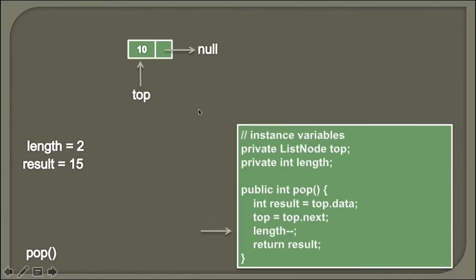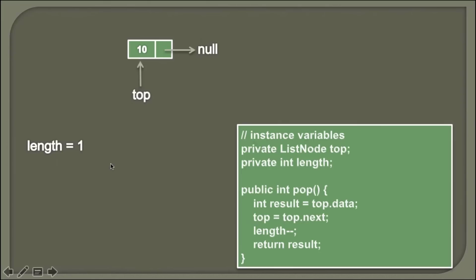Now we have removed the node from the stack, so we need to decrement the length by 1. So now length becomes 1. We'll simply return the value 15 from this method. Now you see the stack contains only one element and the length is 1.